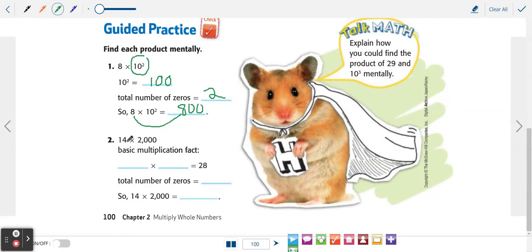Question number 2. 14 times 2,000. I'm looking at 14 times 2. That's my basic multiplication facts, and we know that that answer is 28. I have no zeros in the first portion, but I have 3 zeros in the second. So I will write my 28 down, followed by my 3 zeros.